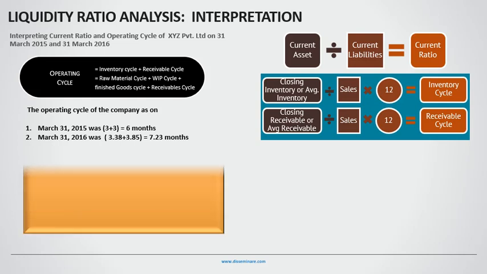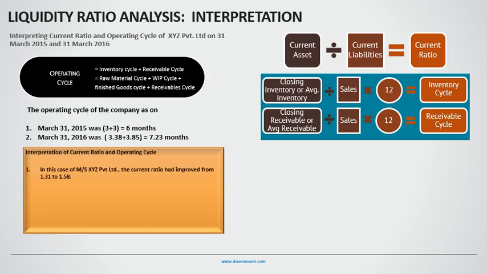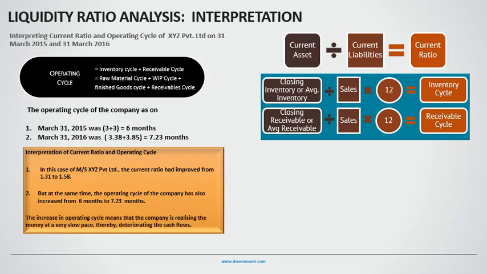Please note the following interpretation of current ratio and operating cycle from the above calculations. In this case of MSXYZ Private Limited, the current ratio had improved from 1.31 to 1.58. But at the same time, the operating cycle of the company has also increased from 6 months to 7.23 months. The increase in operating cycle means that the company is realizing their money at a very slow pace, thereby deteriorating the cash flows available for day-to-day operations of the company.